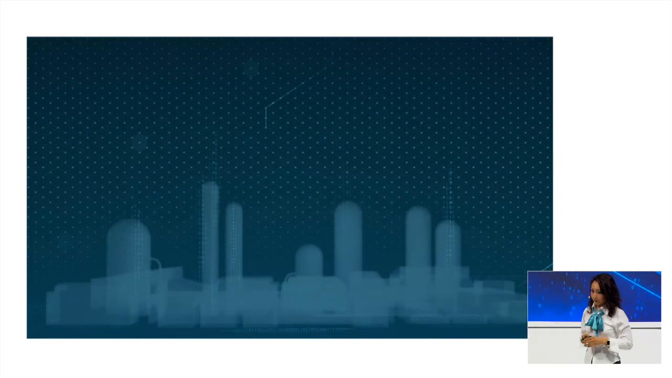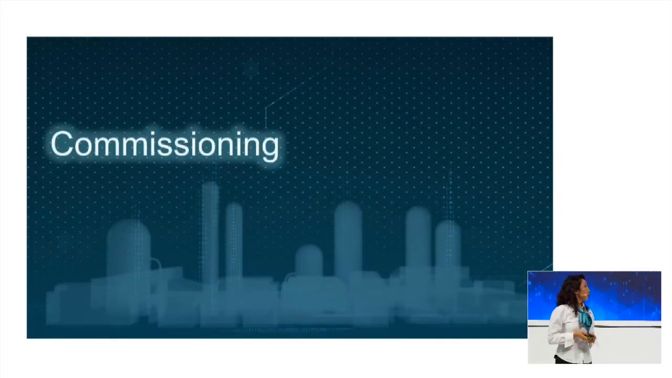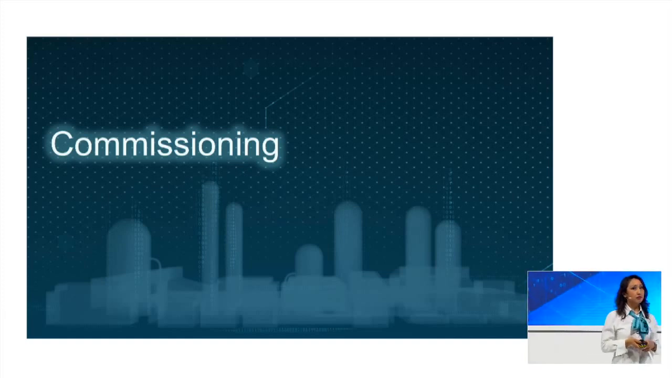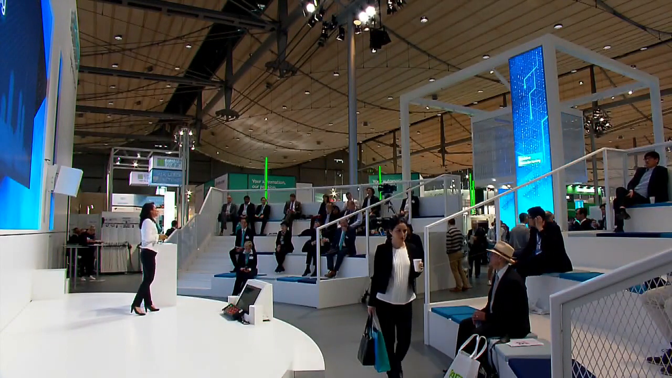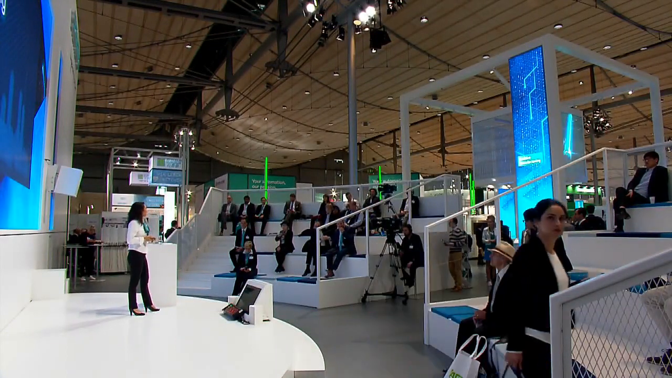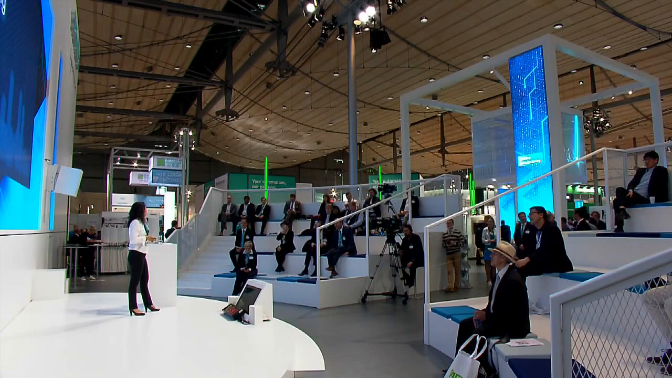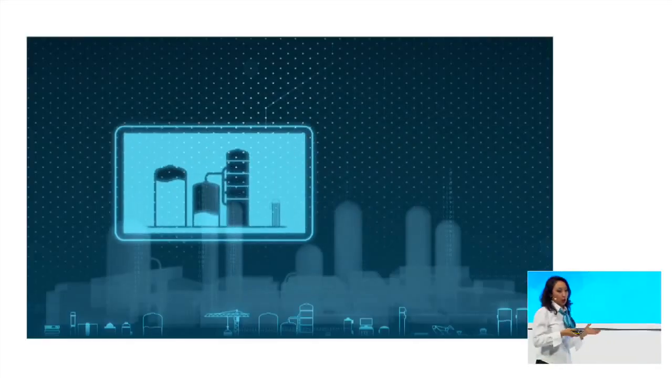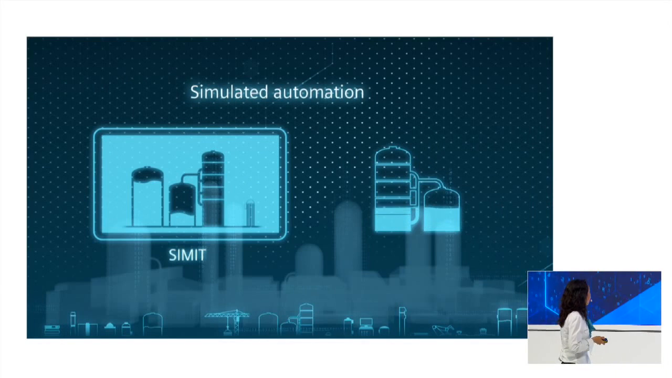So, okay. The next crucial phase is the commissioning. You can imagine in real life, when you start the commissioning, it is often the case that you discover errors. That means downtimes for you. You want to avoid them, isn't it? So with the help of the digital twin, you can do the virtual commissioning of the plant. So let's have a look.